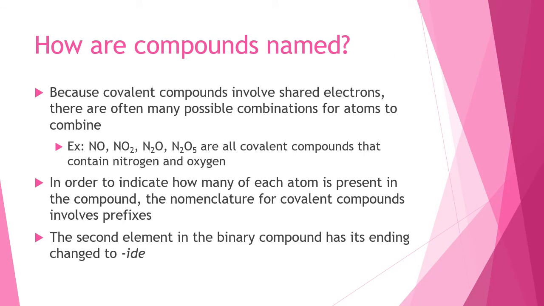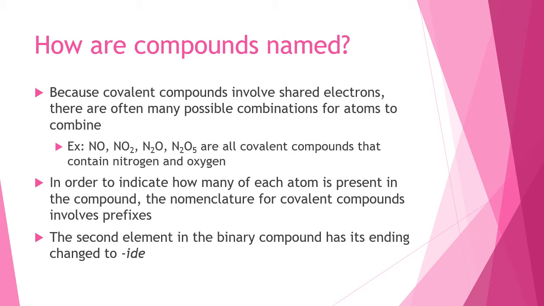How do we name our compounds? The nomenclature for covalent compounds is interesting because we don't have a set formula when we have two elements combined together in this situation. Because of the sharing, they can be shared in many different ways. For example, nitrogen monoxide, nitrogen dioxide, dinitrogen monoxide, and dinitrogen pentoxide are all covalent compounds that contain nitrogen and oxygen, just with different ratios. So, since covalent compounds can behave in such a way, we must indicate how many of each atom is present in the compound when we give the name for the compound.